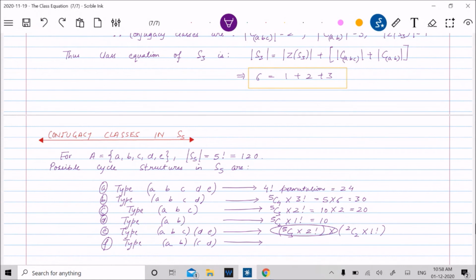Am I right? Is it clear, Mridul? Yes, sir. Okay, fine. So the answer of this is 5C3, which is 10. 10 multiplied with 2, and this is just 1 into 1, so that gives you 20, right?